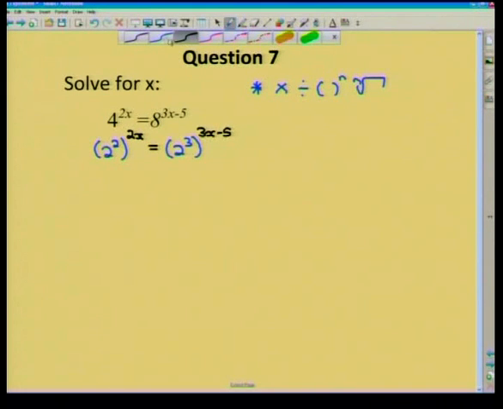Right, now using our rules that say a to the m all to the n is equal to a to the mn, we can now multiply those. So we're going to go 2 to the 4x equals 2, and we can times there, we're going to get 9x minus 15. Right, now at this stage, we can see we've got a base 2 here and a base 2 here.